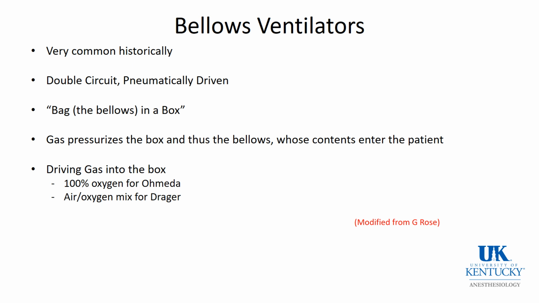So in the old days, and it's not too relevant anymore, but you will see them every so often, is the bellows ventilator. It's sometimes called a double circuit, a bag in a box. So gas pressurizes the box, and this causes the bellows to move. The driving gas in the old Ohmeda machine is oxygen, and in the Draeger machines was a combination of air and oxygen.